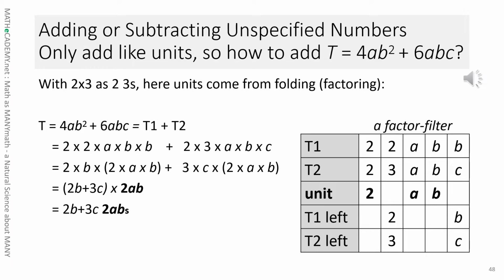T equals 4 times a, times b squared, plus 6 times a, times b, times c. Equals 2 times 2, times a, times b, plus 2 times 3, times a, times b, times c. Equals 2 times b, times 2, times a, times b, plus 3 times c, times 2, times a, times b. Equals 2b plus 3c, times 2ab. Equals 2b plus 3c, with the common unit 2ab. We might want to use a factor filter to find the common unit.